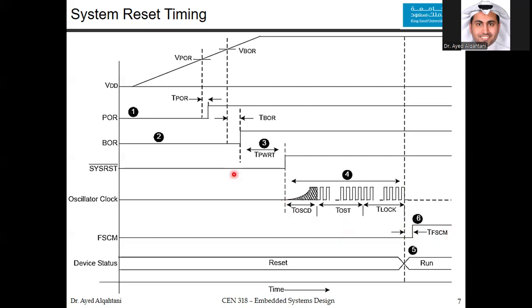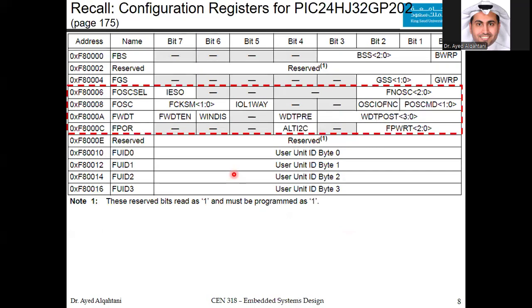That's the system reset timing of all the events together, what's going on once you start up your microcontroller. Now, again, just to revisit the configuration registers, we said that there is the power on reset. It has two fields. One of them is the PWRT that we just talked about, and we explained this last time. And also we checked the oscillator, the watchdog timer, and the brown out reset.